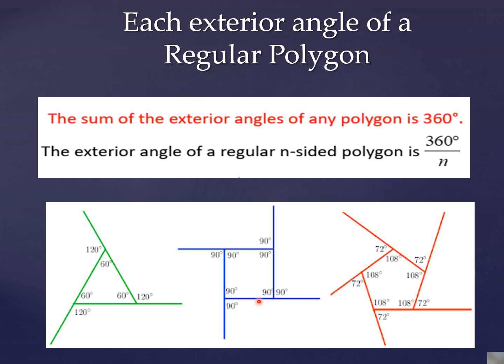Similarly, in a square, which is a regular polygon, each angle is 90. So if the interior angle is 90, the exterior angle is also 90 degrees because of the linear pair. So 90 plus 90 plus 90 plus 90, 360. And 360 divided by 4, which is the number of sides here, is 90 degrees, right? Similarly, in the case of a pentagon, it is a regular polygon, right? So the interior angle is 108. You can find the exterior angle using the linear pair. And you will be taking 5 exterior angles in the case of a pentagon. That's why 72 degrees. 360 divided by 5 is 72.